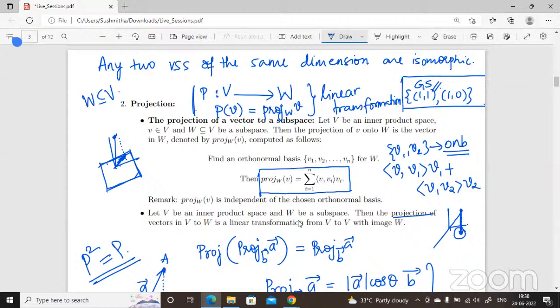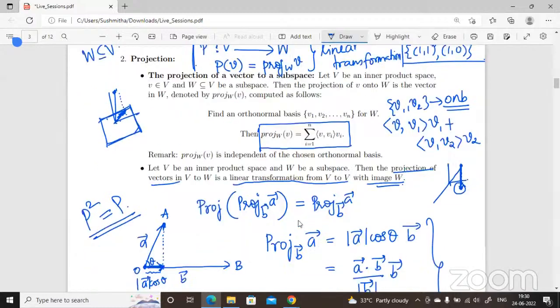So the projection of vectors in V to W is a linear transformation from V to V whose image is W. You can talk about V to V, but the range of this linear transformation is W. Is it clear? Or you can talk about P from V to W. This is an onto map, right?